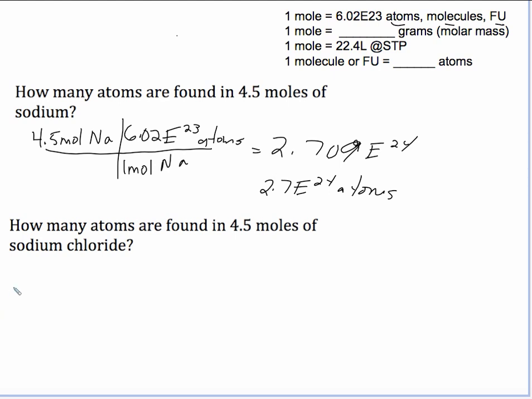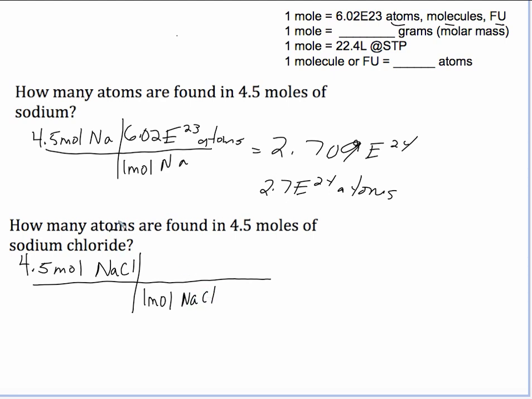Now I want you to compare that to the one down here. How many atoms are found in 4.5 moles of sodium chloride? We write down what the problem gives us, 4.5 moles sodium chloride. We have moles here, so we put moles here. It's always 1 mole for these conversions, so we write 1 mole sodium chloride. I know it wants us to go to atoms, but is sodium chloride an atom or a collection of atoms? It's a collection of atoms, so we can't label it an atom right away. We have to label it either a molecule or a formula unit.